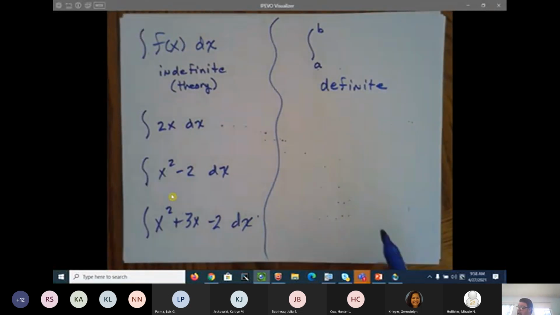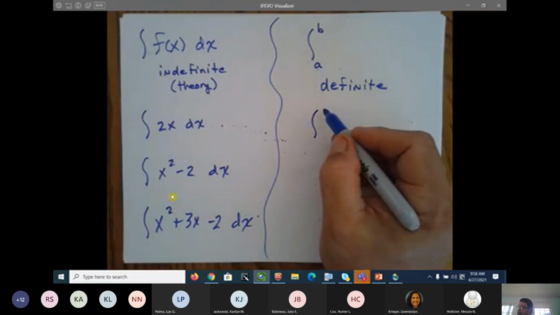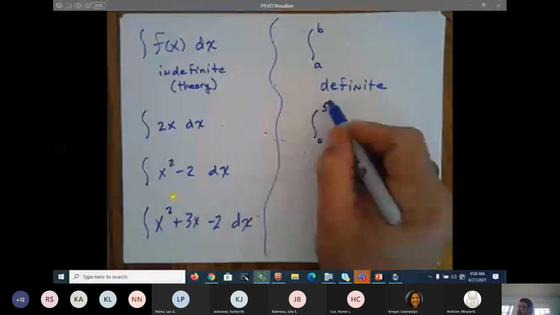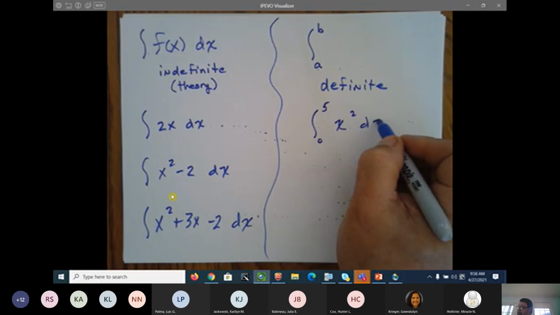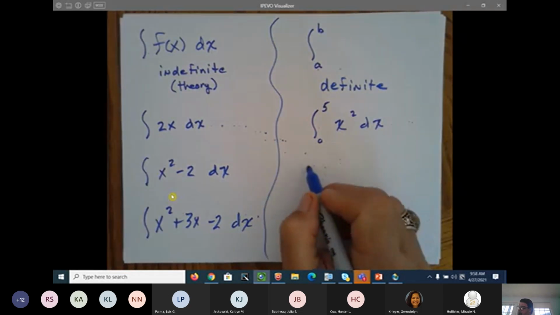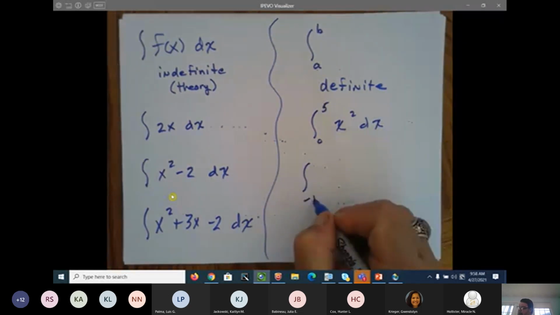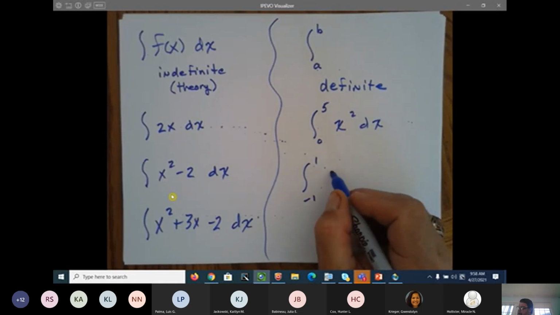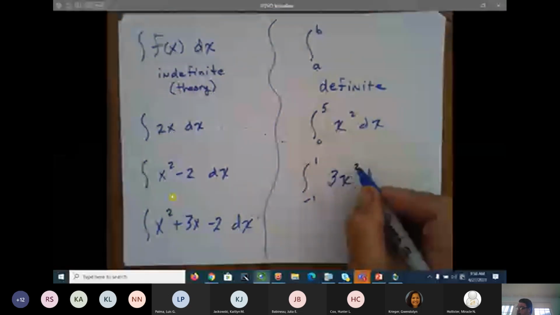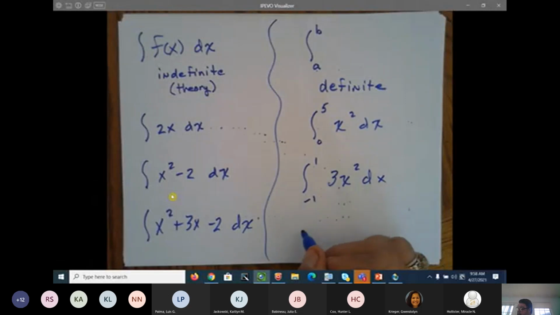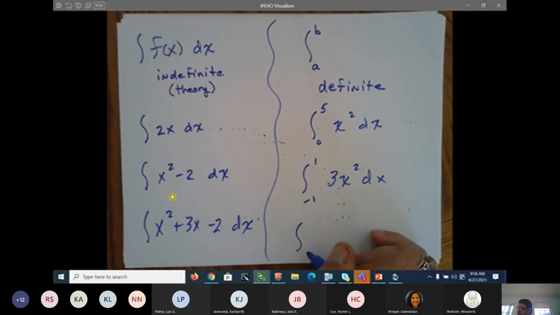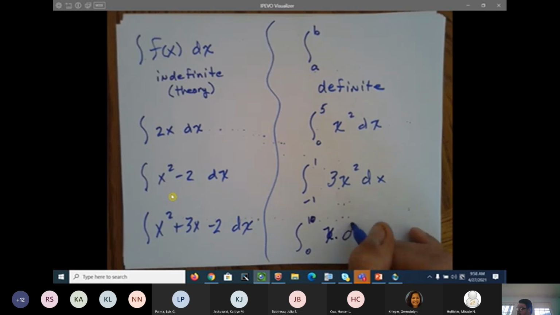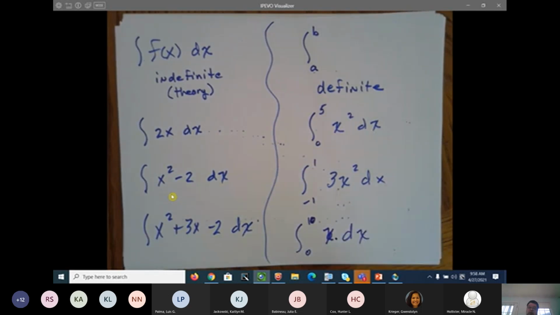Definite integrals would be, I want to find the area under a curve from 0 to 5 of x squared dx. I want to find the area under the curve from -1 to +1 of 3x squared dx. I'm just making these up. I want to find the antiderivative from 0 to 100 of x squared or x dx. Those are definite integrals. Okay.